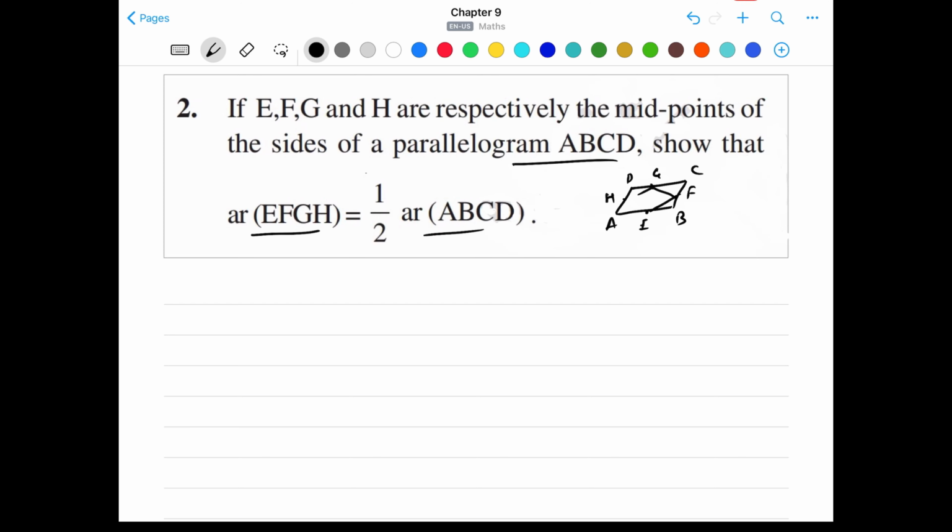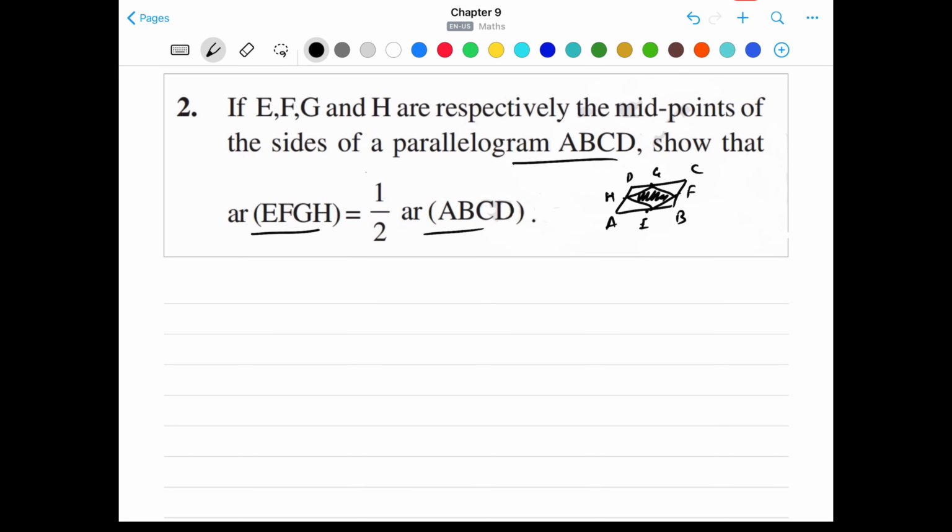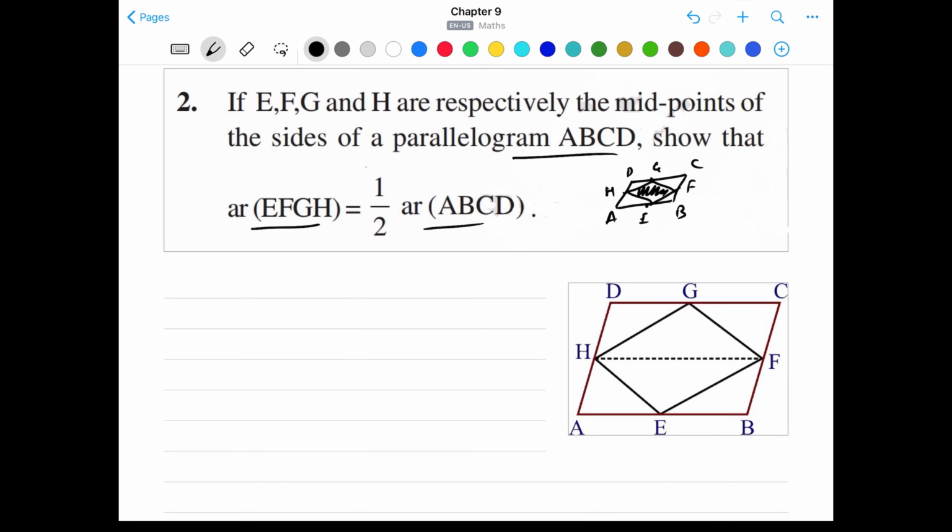That means first we have to join these points, then we have to prove that the area of EFGH is half the area of parallelogram ABCD. So first let's draw its figure. This is the figure for this question. We have this parallelogram ABCD, and E, F, G and H are the midpoints of its sides. We have to prove that the area of EFGH is half the area of ABCD. So first let's write the given part. Let's start the answer number 2, in which we first write the given part.